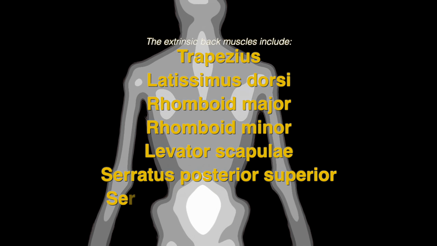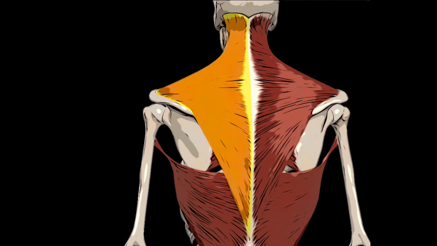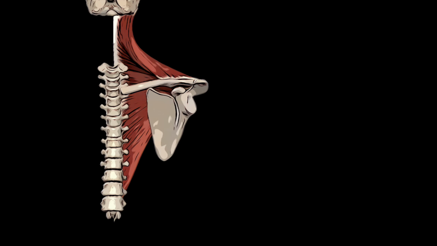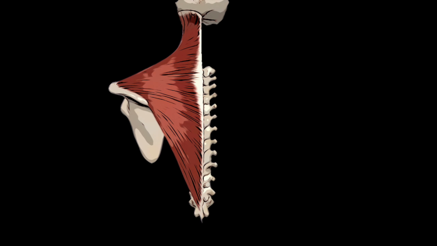The extrinsic muscles of the back consist of trapezius, latissimus dorsi, rhomboid major, rhomboid minor, levator scapulae, serratus posterior superior, and serratus posterior inferior. The trapezius muscle is a large, flat, triangular skeletal muscle that is composed of 3 parts: a descending part, which is the superior portion, a transverse part, which is the middle portion, and an ascending part, which is the inferior portion.